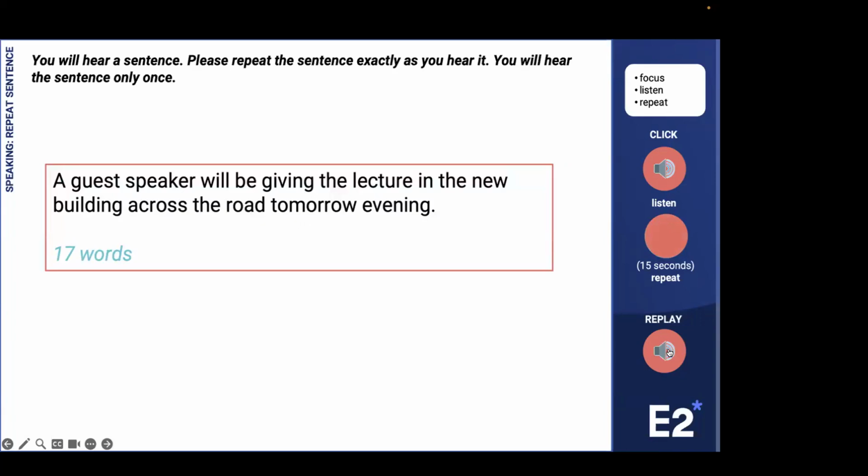A guest speaker will be giving the lecture in the new building across the road tomorrow evening. Okay, so we hear it in phrases.